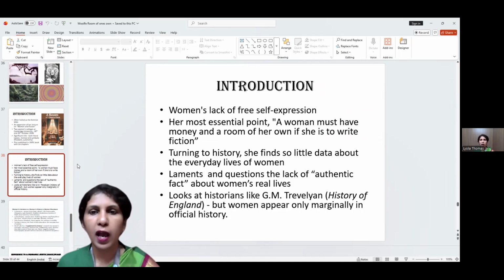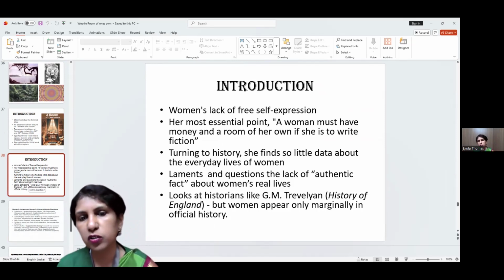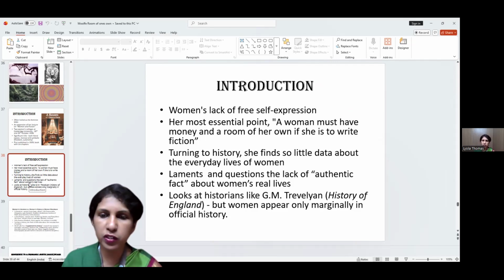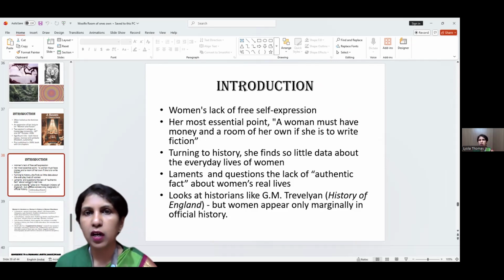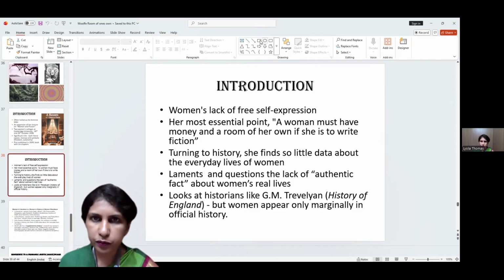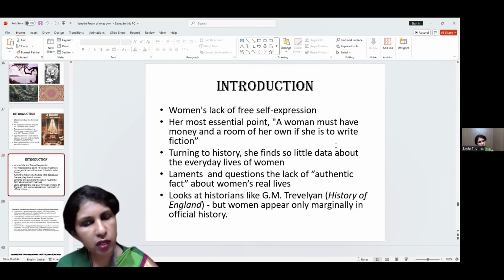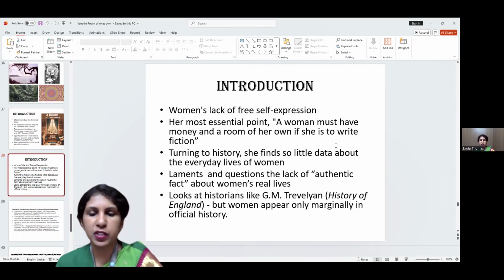It's an excerpt. And when I look at the introduction, it talks about women's lack of free self-expression and how she goes through history. When she looks through history, she finds so little data about the everyday lives of women, and she laments and questions this lack of authentic fact about women's real lives. She looks at historians like G.M. Trevelyan, who wrote History of England, and women are practically invisible. They appear only marginally in official history.